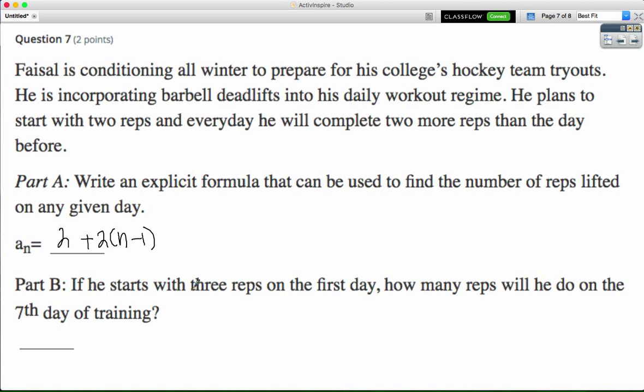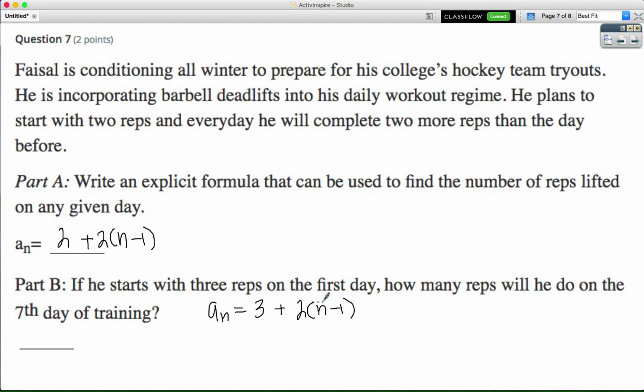Part B, they switch it up a little bit. It says if he starts with 3 reps on the first day instead of 2, how many reps will he do on the 7th day? So assuming he's still keeping the goal of doing 2 more reps each day. So if he starts this time and he's doing 3 on the first day, and then he does 2 more each day, this would be the formula I would have to use, not the one we wrote earlier, the new one based upon him starting out with 3 reps. How many will he do on the 7th day?